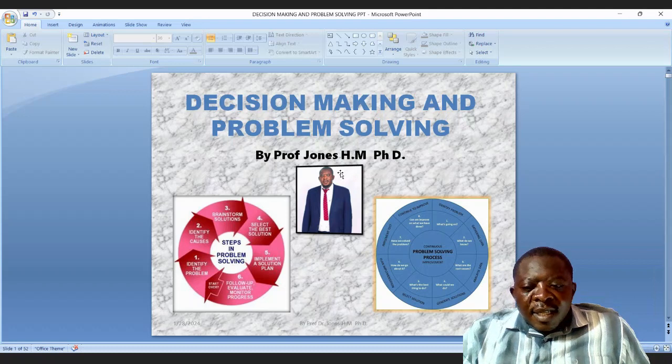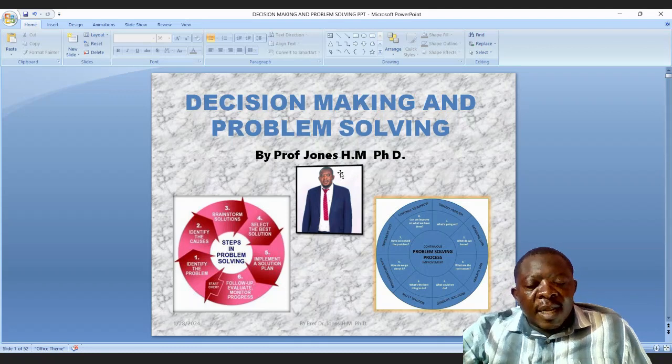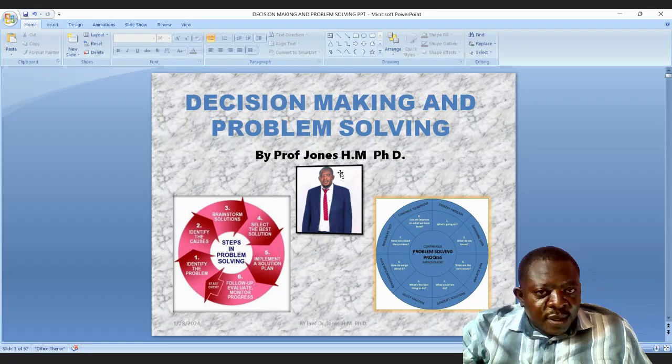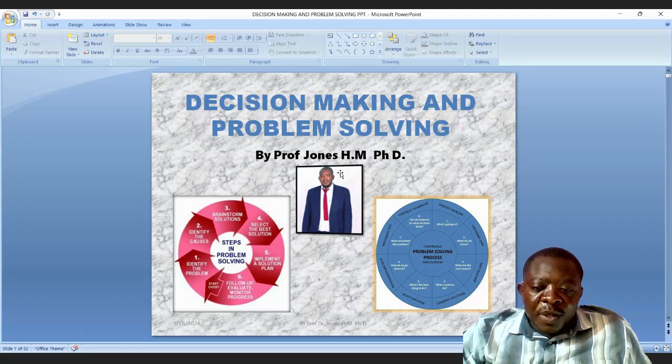Within this lesson, we are going to look at the different steps in decision making. I've tried to put the illustration there so that you can follow it. Otherwise, this is the main part that we're going to look at: the steps in the problem solving process, or the steps in decision making. So, we are going to look at all this.